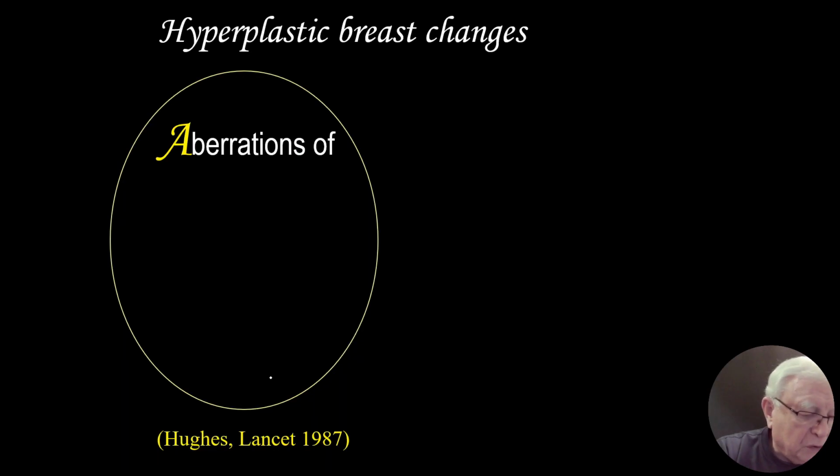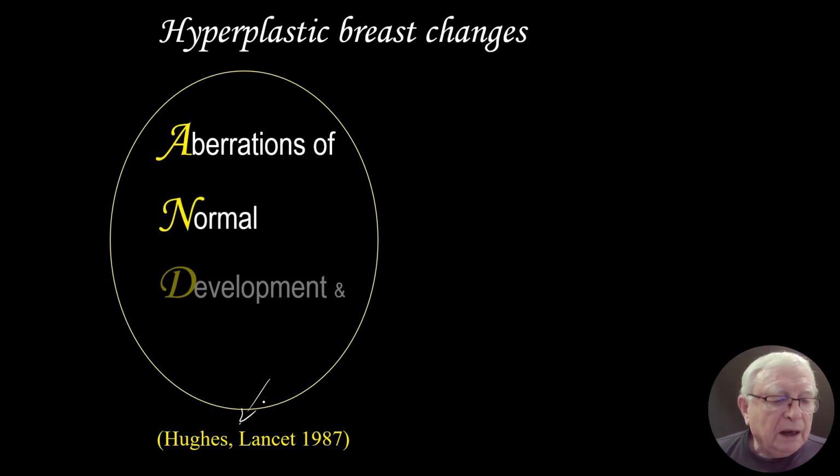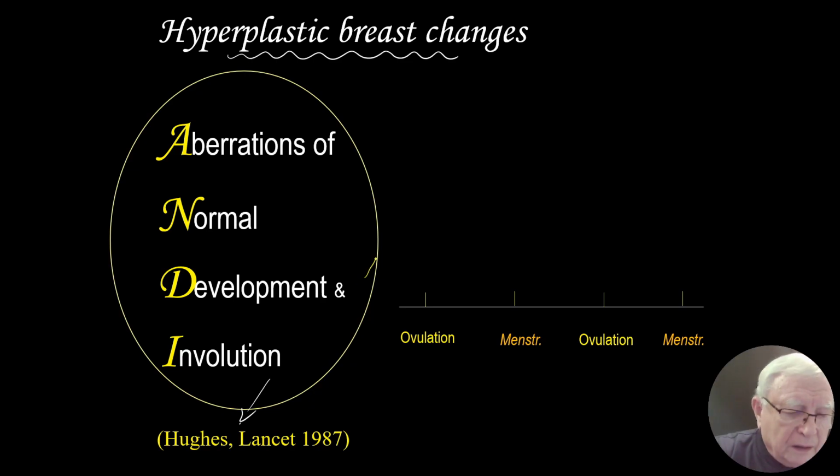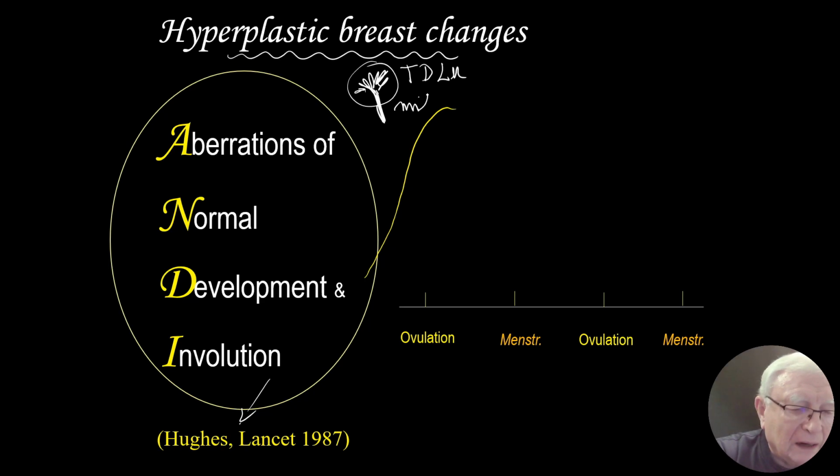I'm referring to a lovely, jovial Englishman, a colleague, Dr. Hughes, 35 years ago. He named the hyperplastic breast changes ANDI. He meant that in the middle of the menstrual cycle, this little guy, I'm going to show the 3D picture of it immediately. This is the terminal duct. These are the acini or lobule, terminal ductal lobular unit. That's where the milk is produced. And there are thousands of them.